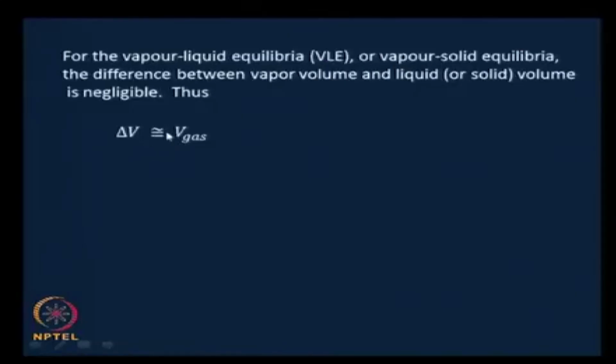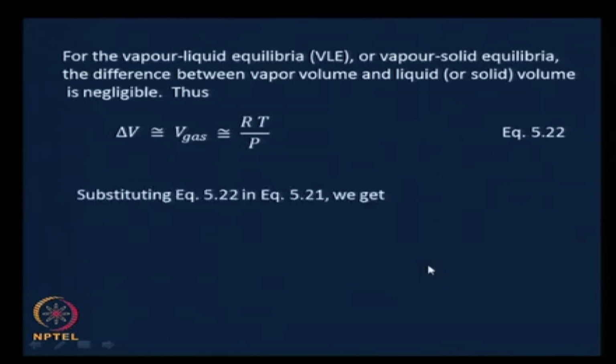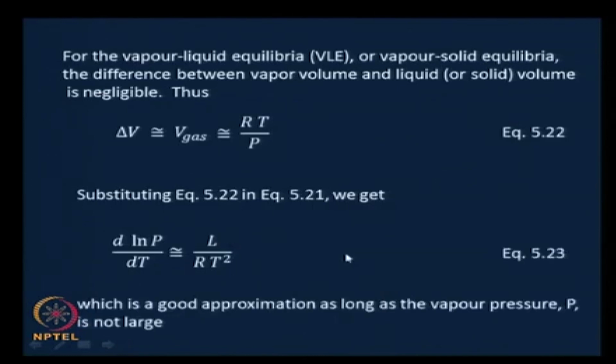Therefore, delta V is approximately equal to the vapor volume, V gas, and if we use an ideal gas relationship, we can write that as RT by P. If we do that, we get d ln P by dT is approximately equal to L by RT squared, which is a good approximation to use for the Clausius-Clapeyron equation as long as the vapor pressure P is not large. This is what we had said.